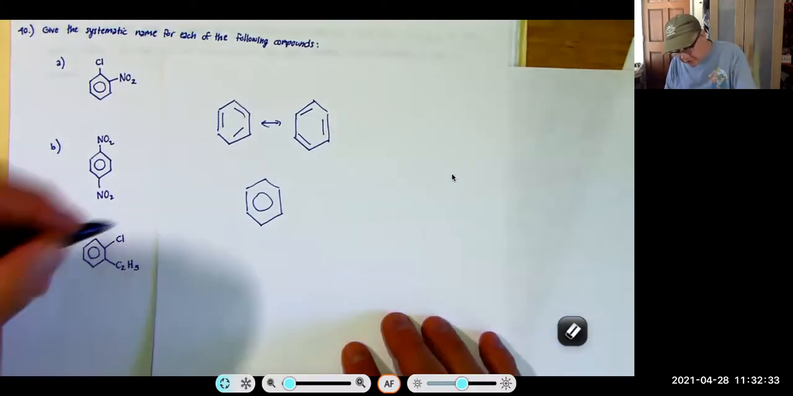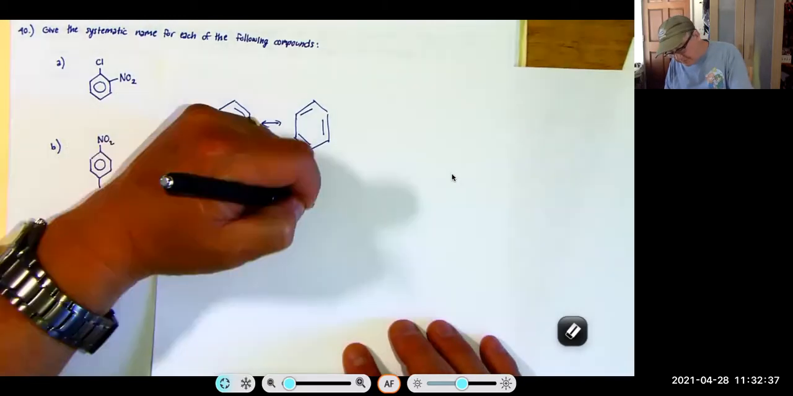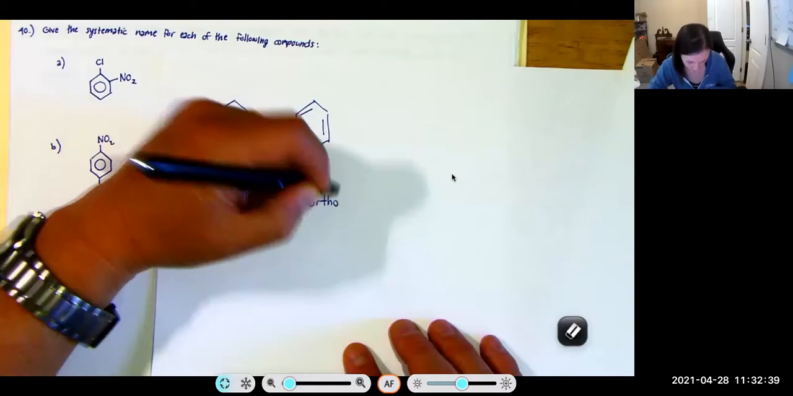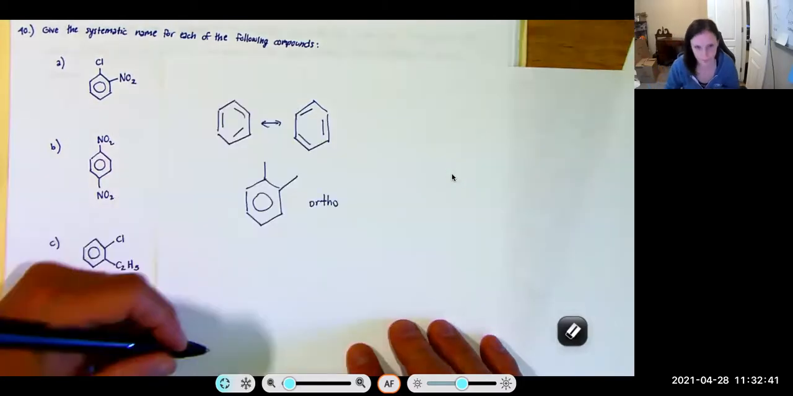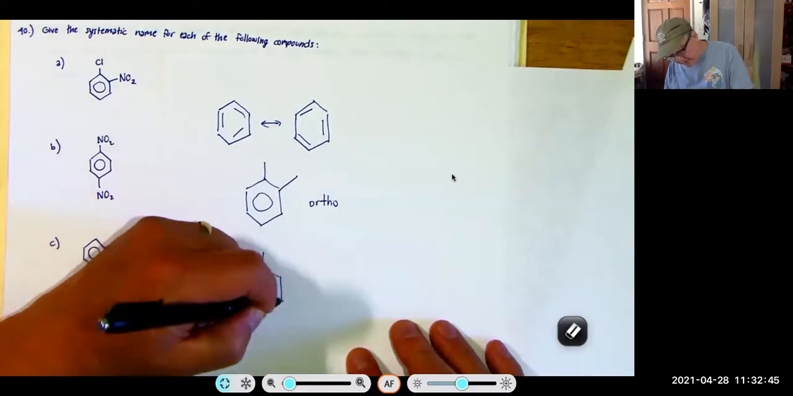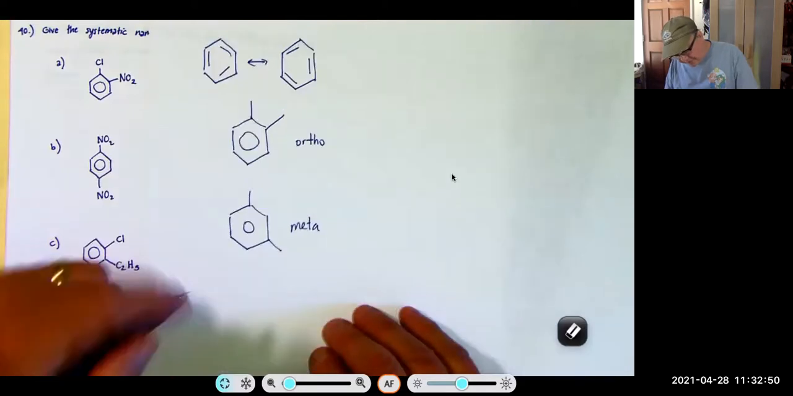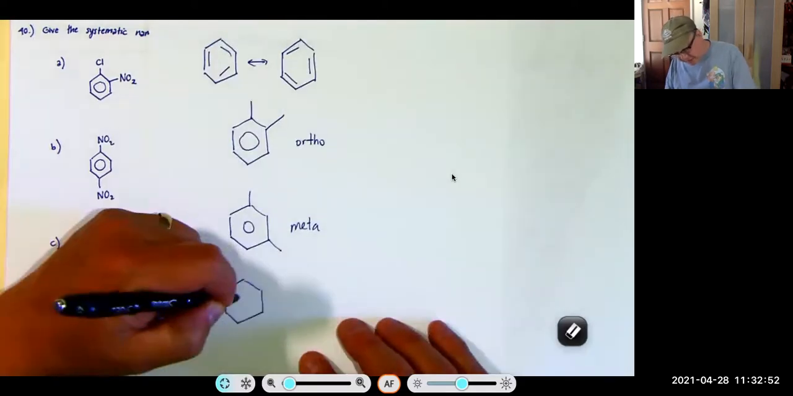So if you have two substituents like this, it's called ortho. If you have two substituents like this, it's called meta. And if you have two substituents like this that are opposite, it's called para.